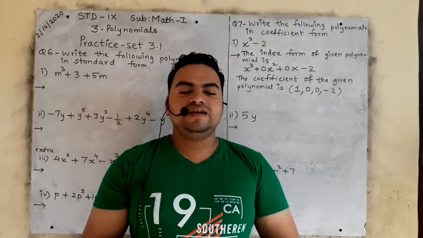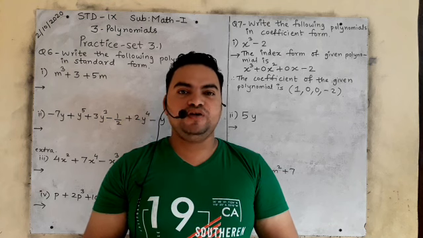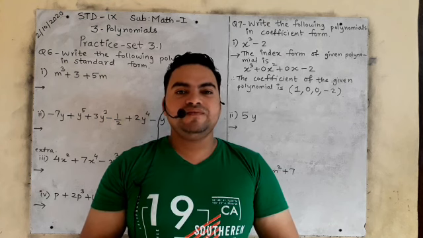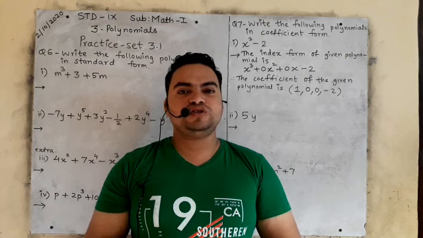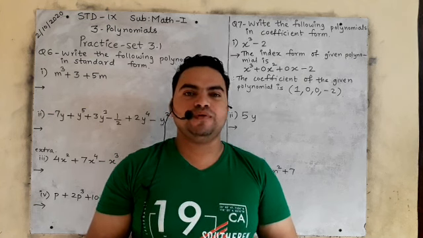This is Imran Pardesi sir, and today I will be continuing standard 9 chapter number 3 polynomials math. Yesterday we have seen 3.1 question number 1 to 5. Today we will see 6, 7. So please look at the board.